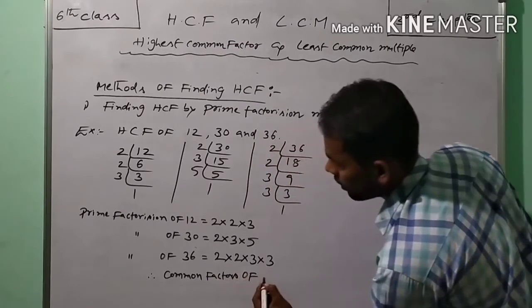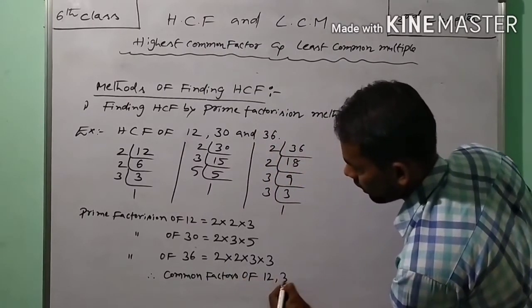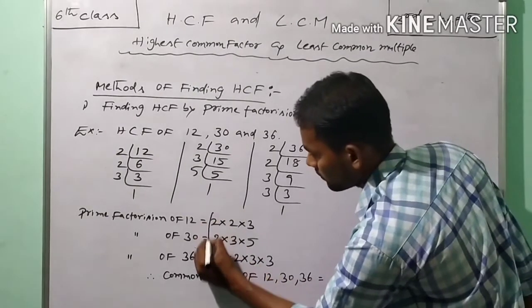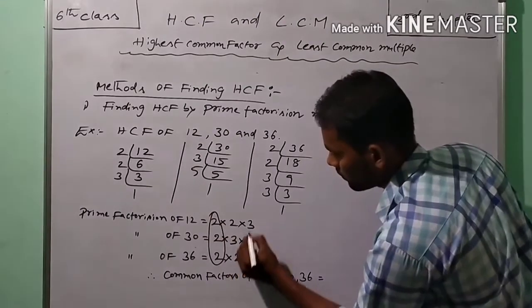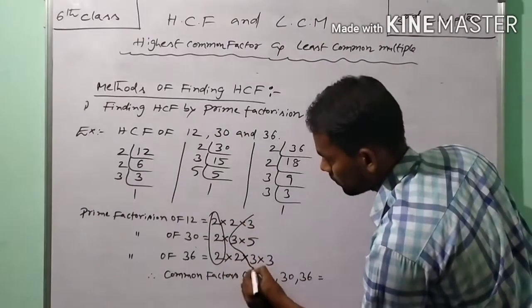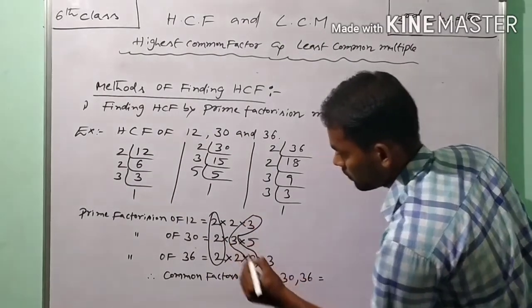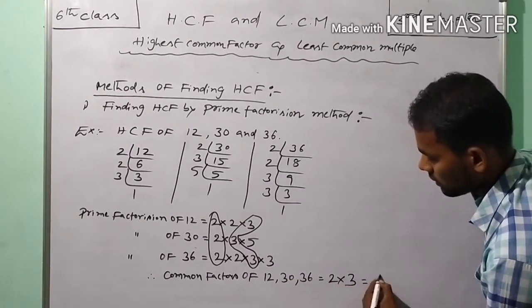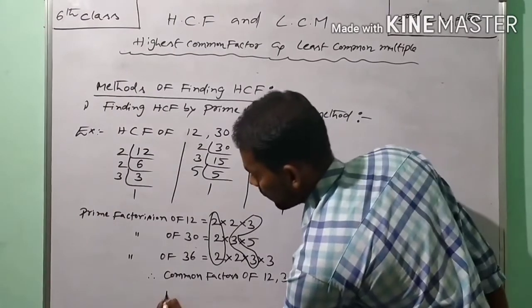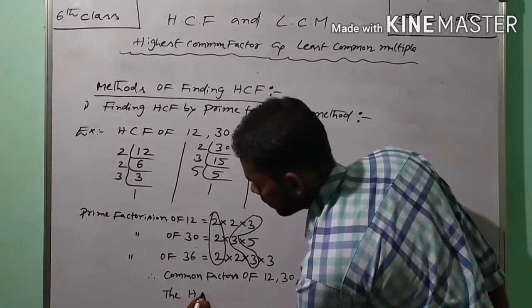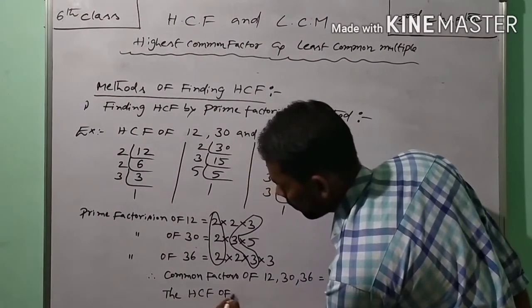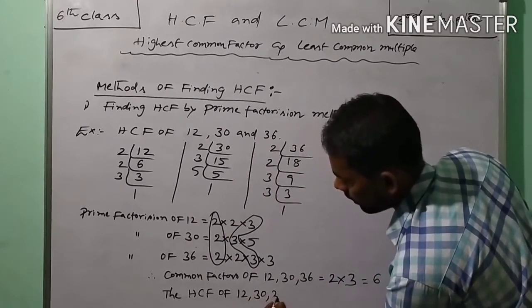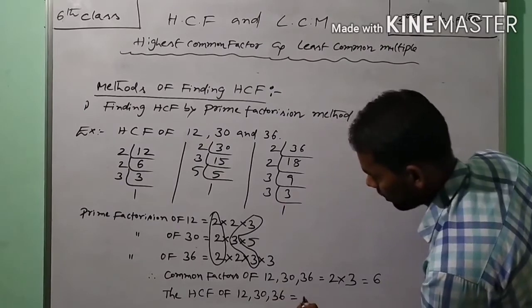Therefore, the common factors of 12, 30, 36 are 2 into 3, which is 6. The highest common factor of 12, 30 and 36 equals 6.